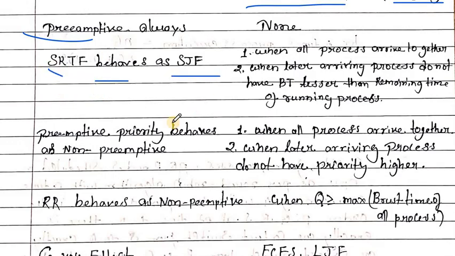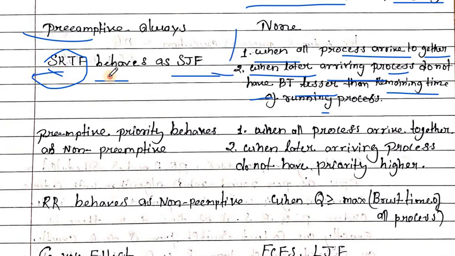SRTF, shortest remaining time first, behaves as SJF, shortest job first, when all processes arrive together, and when a later arriving process won't have a burst lesser than the remaining time of the running process. In these two cases, SRTF behaves as SJF. As we know, shortest job first is non-preemptive and SRTF is a preemptive algorithm.